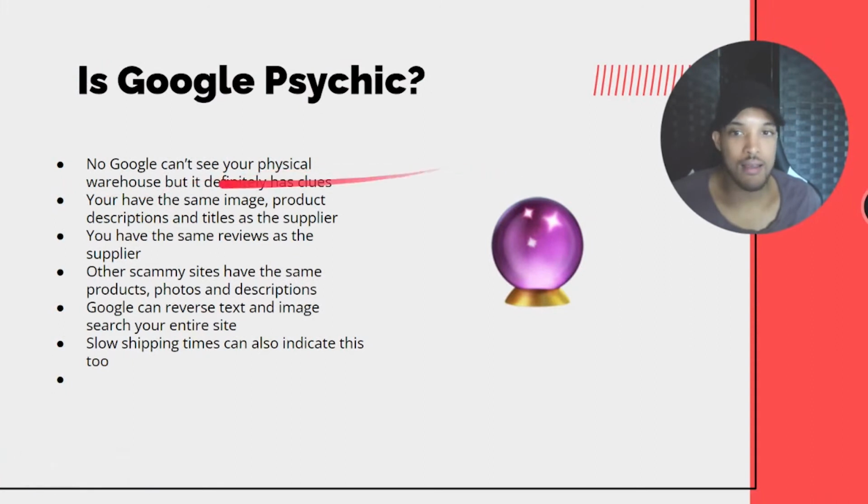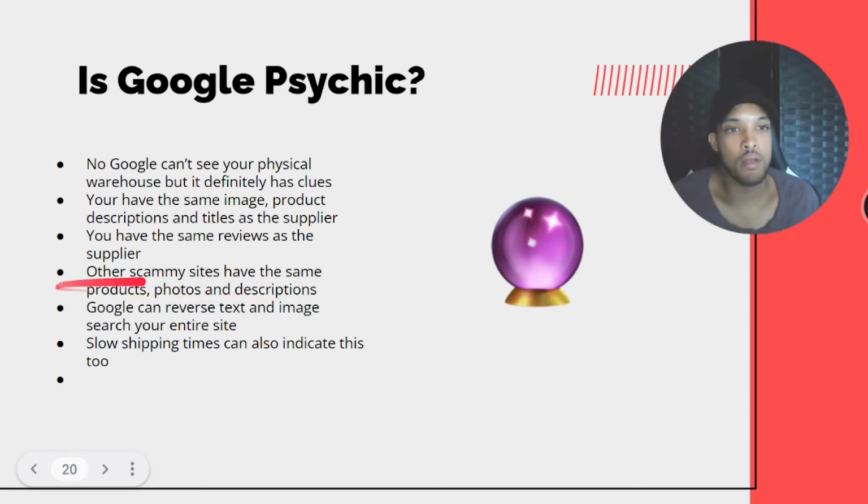So Google isn't psychic. It doesn't know that you don't have a physical warehouse, but it definitely has clues. It can look at the same images, same product descriptions and titles. So if you're using all this, like I mentioned, from the supplier, then it's basically going to use this algorithm to be like, oh yeah, pretty sure this guy's a drop shipper, ban him.